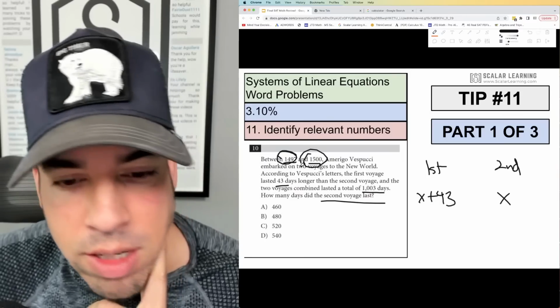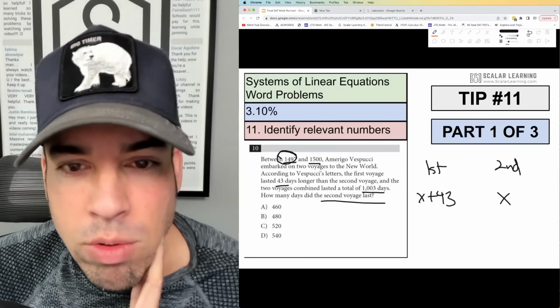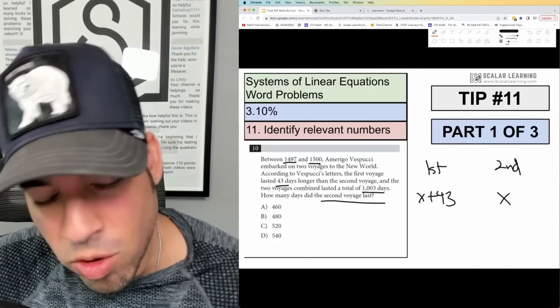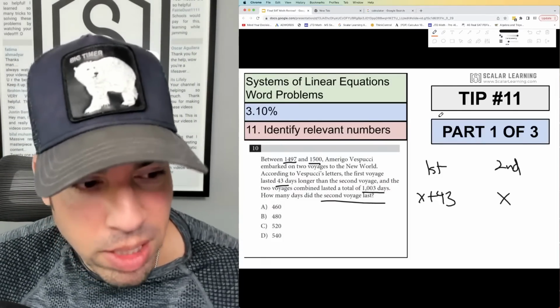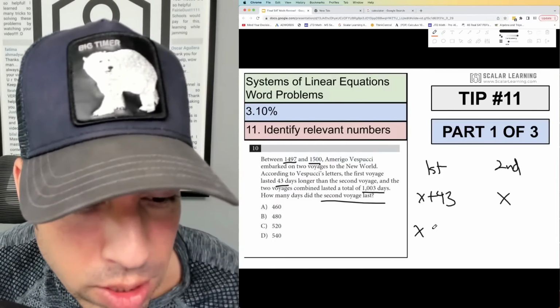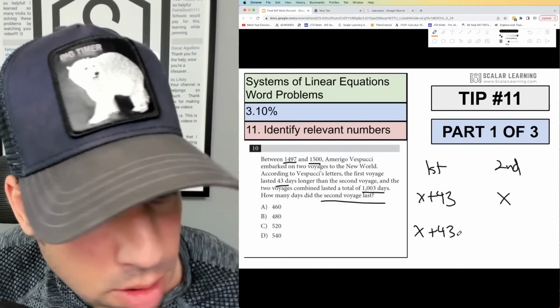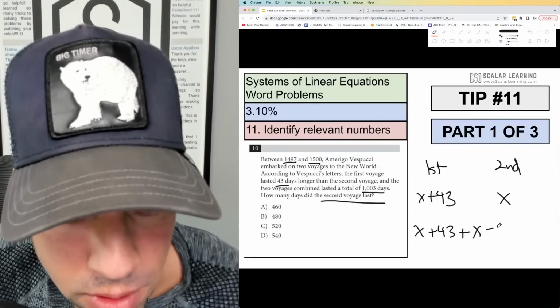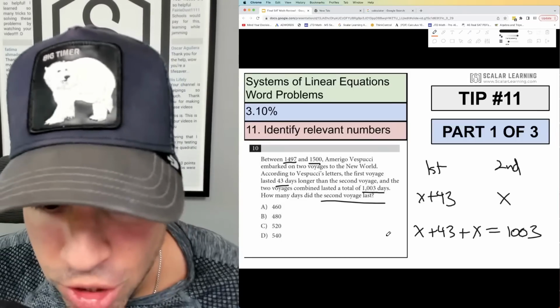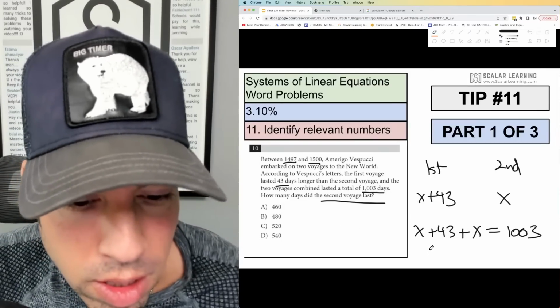Notice, these numbers ended up being irrelevant. So even though we've underlined them, not every number you're necessarily going to use. You can call them red herrings, call them whatever, but just be wary. But we don't need that. We just say, hey, these two together equals 1,003. That's what it says. So I'm just going to put it into equation format. And then we're going to solve.